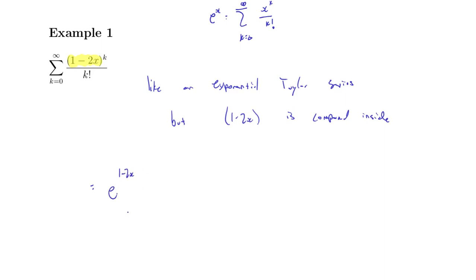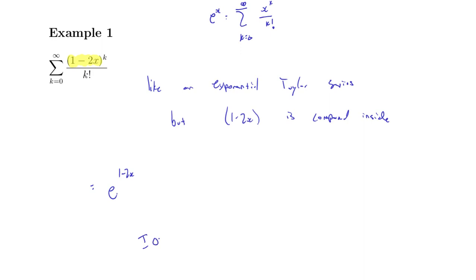Because if we went backwards, if I gave you this function and said find the Taylor series representation, we wouldn't differentiate this and figure out how it all looked. What you'd do is you'd say, oh, okay, that's an exponential function with 1 minus 2x composed inside. Let's compose it into the Taylor series. So we're just going backwards here.